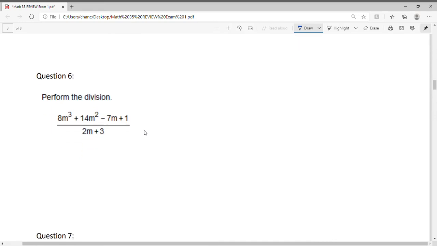Question number 6, this is polynomial long division. So we want to make sure it's in descending orders of power. We have a power of 3, 2, 1, and a power of 0. We have a power of 1 and a power of 0. So this is in the correct descending orders of power. We'll put the 2m plus 3 into the front. And then we'll put the dividend as 8m cubed plus 14m squared minus 7m plus 1.